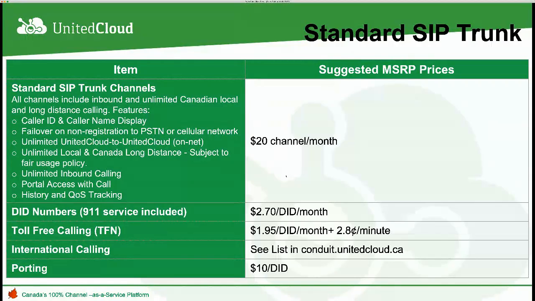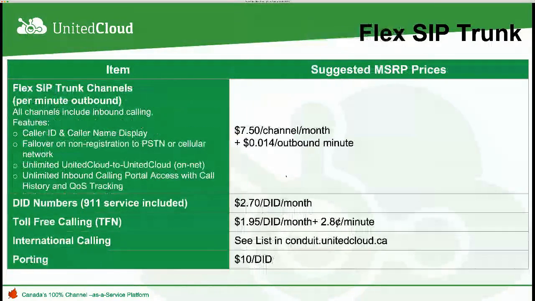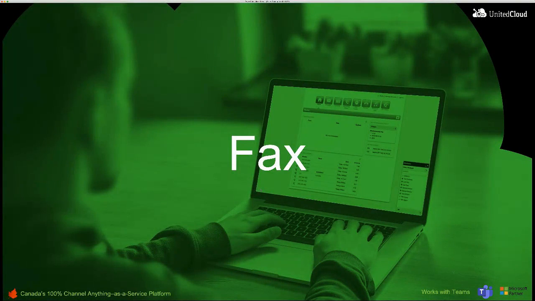We have another product we call metered SIP trunk. The metered SIP trunk will be $7.50 a channel for unlimited inbound. To make outbound call, it will be $1.4 per minute. Same thing for the rest of the stuff. To call US is 2.8 cents per minute. If it's international, you check the list in your portal, the conduit portal access.